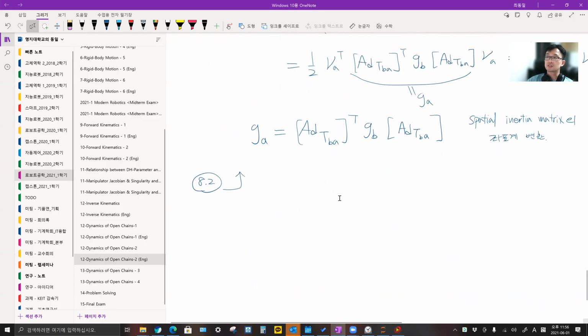So in the next class, I will explain in more detail, and I will give some examples of using the modern robotics library to calculate dynamics.